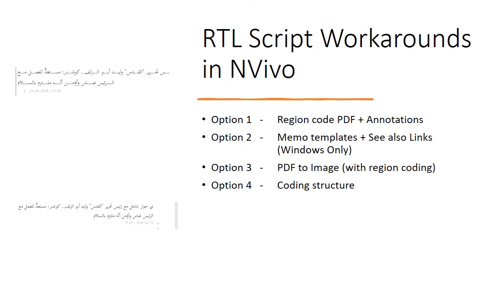So for the teams where NVivo is the preferred software and right-to-left script is all or part of the data, we're presenting the 4 options that we came up with as workarounds. And we want to emphasize that these are neither perfect, nor are we suggesting they're comprehensive.